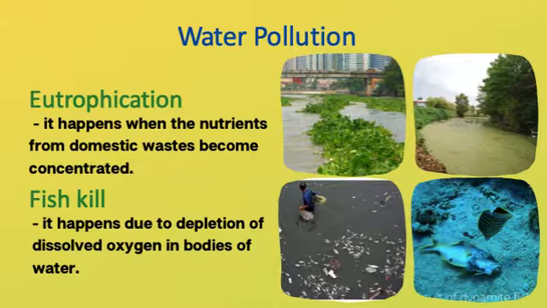Eutrophication is a slow process, and it takes place naturally, but due to human activities, it happens at a faster rate. Fish kills, also known as fish die-off, are usually caused by ecological hypoxia or oxygen depletion in bodies of water brought about by high temperature, thermal pollution, and algae blooms.